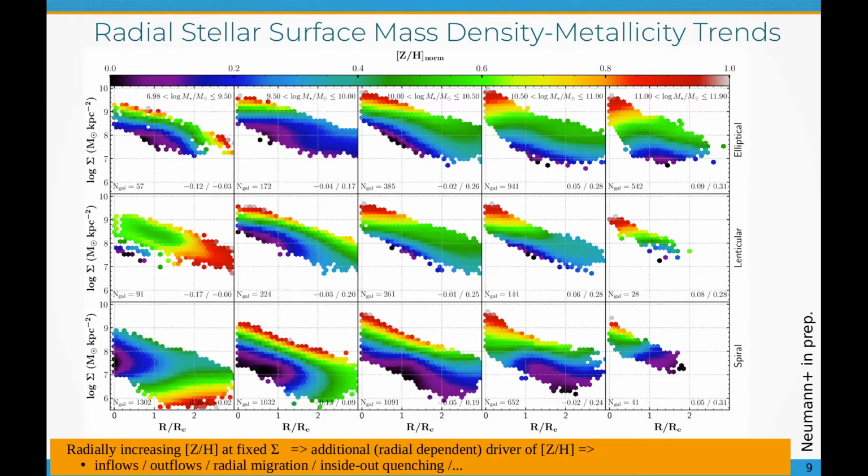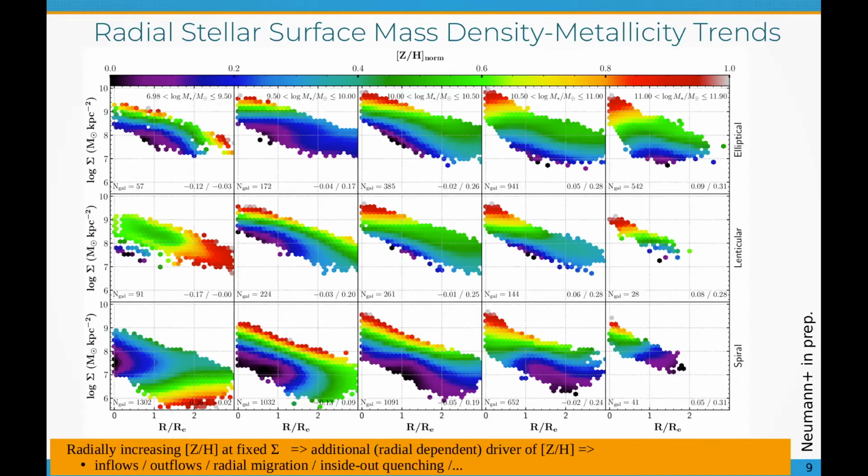Sometimes when you look at the same color, you have horizontal lines, so metallicity is not changing much at fixed surface mass density. But in many cases, you have an increasing metallicity at fixed surface mass density. So this means that there must be an additional radial-dependent driver of stellar metallicity. And cosmological simulations have shown that there are possibilities: inflows, outflows, radial migration, or inside-out quenching. All these things can distribute metallicity radially. And we still need to explore this further in order to understand how this influences exactly the metallicity distribution in galaxies.